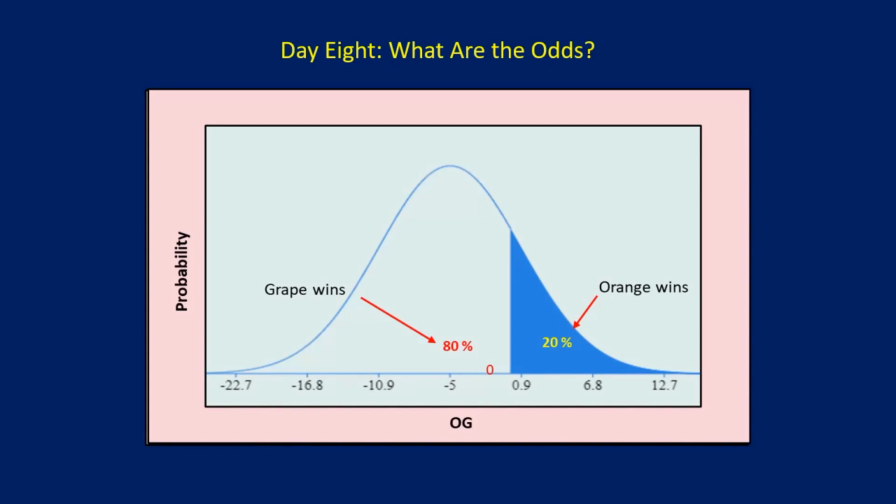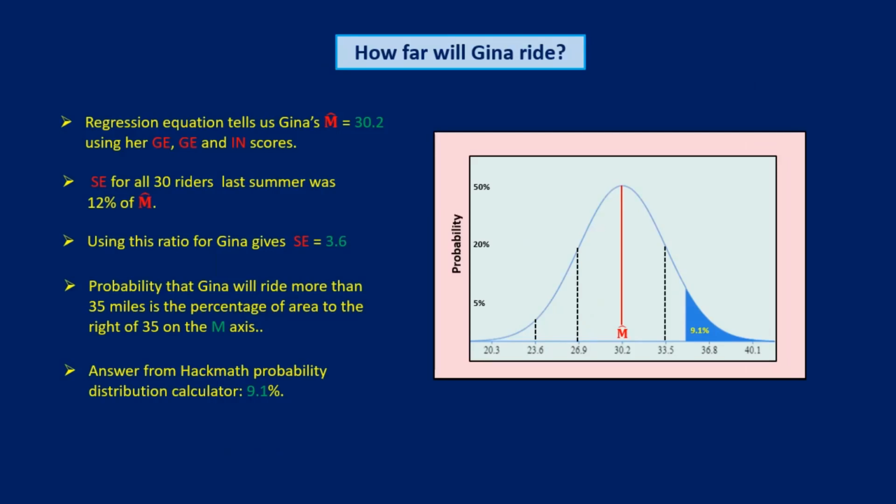Welcome back. In the last class, we figured out that Gina, who will ride for the apples next summer, has a 9.1% chance of riding more than 35 miles. In this class, we'll predict probabilities for other outcomes in next summer's rally. Let's start with this one.